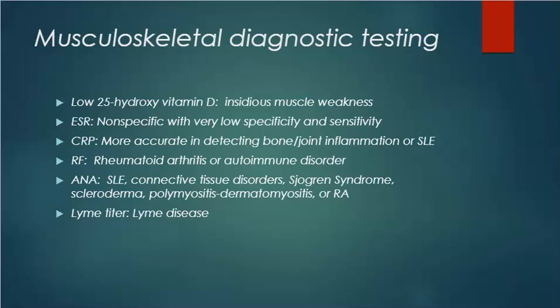Your ESR, CRP, RF, and ANA tests are nonspecific indicators of inflammation. So again, that's your erythrocyte sedimentation rate, your C-reactive protein, rheumatoid factor, or anti-nuclear antibodies. Those tests, again, are all very nonspecific indicators of inflammation. They should only be ordered if you suspect a certain disorder where their results will either confirm or rule out your differentials. They should not be used as general screening tests.